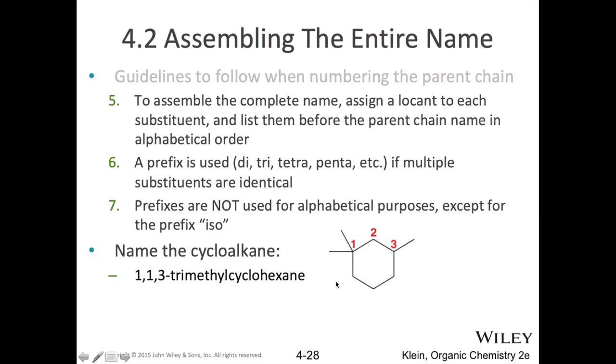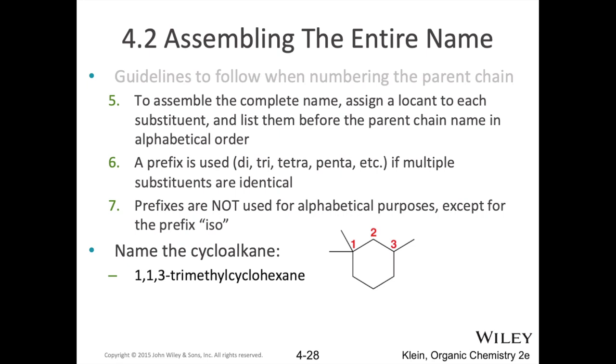Okay, so let's try naming this example here. Our root name, our parent name, has 6 carbons and it's connected in a ring. So that's cyclohexane, right? The hex is for the 6 carbons. We have 3 methyl groups, 1, 2, 3. So that's trimethyl. It becomes trimethylcyclohexane, and we have a 1, 1, 3 location, because 2 of them are at the 1 position, and the third one is at the 3 position.